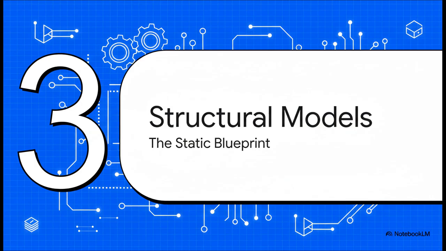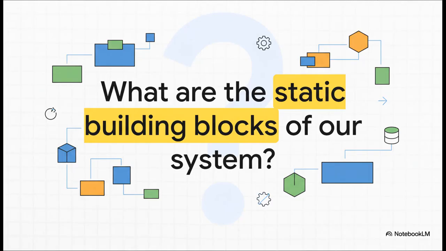Okay, so that's the outside view covered. We've defined the boundaries and the interactions. Now let's peel back a layer and look inside. This is section 3, structural models, the static blueprint. The big question we're asking here is what are the main building blocks of our system, and how do they all fit together? We're talking about the static structure here, kind of like the skeleton of the system before it's actually turned on and doing anything.